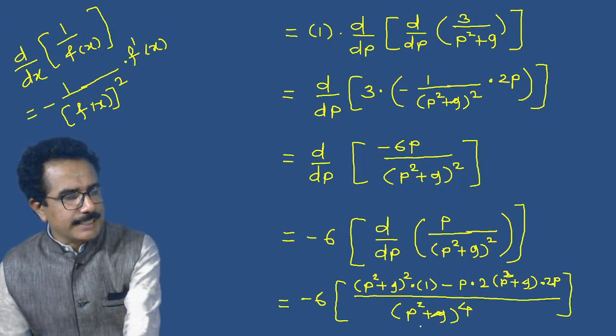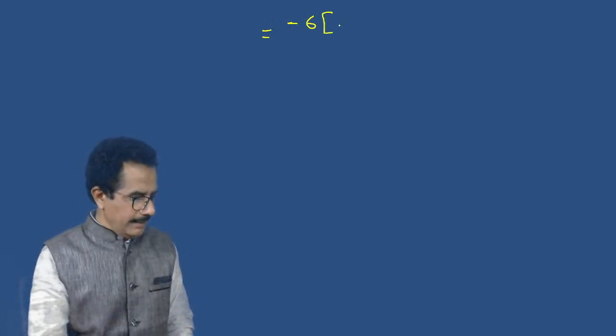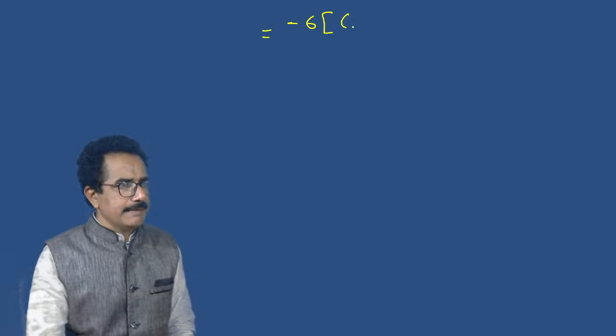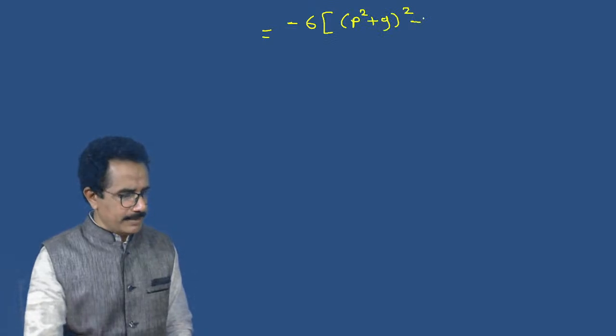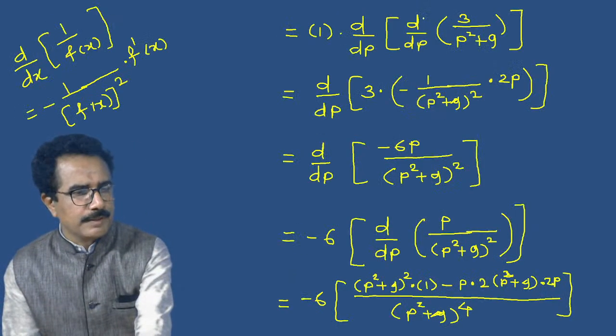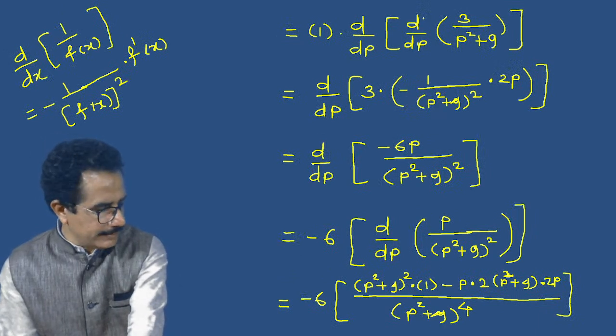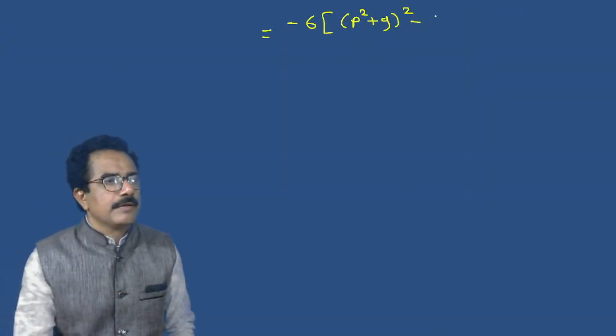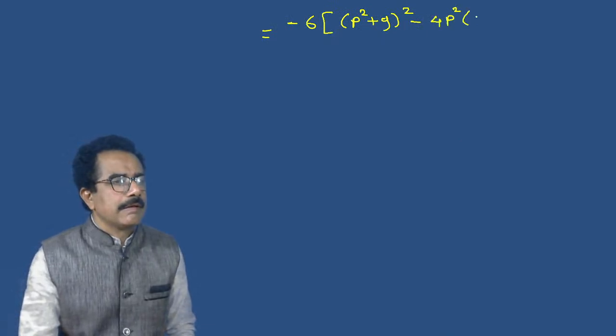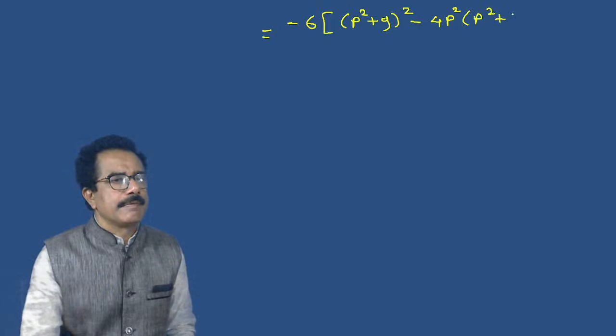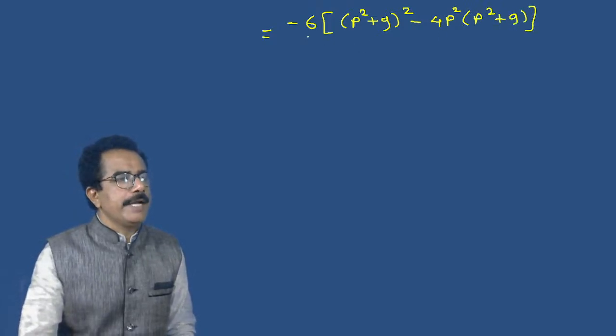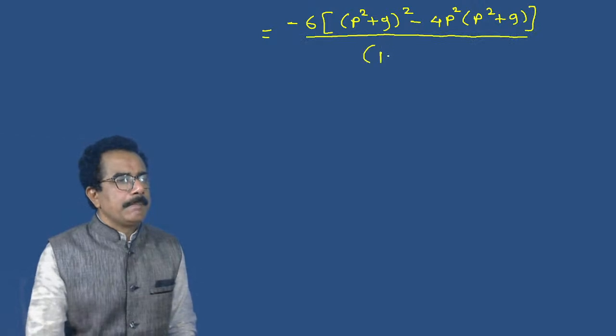Okay. Now do the calculation in this. That is equals to minus 6 in a bracket (p square plus 9) bracket square, minus 4p square in a bracket (p square plus 9), divided by (p square plus 9) bracket raised to 4.